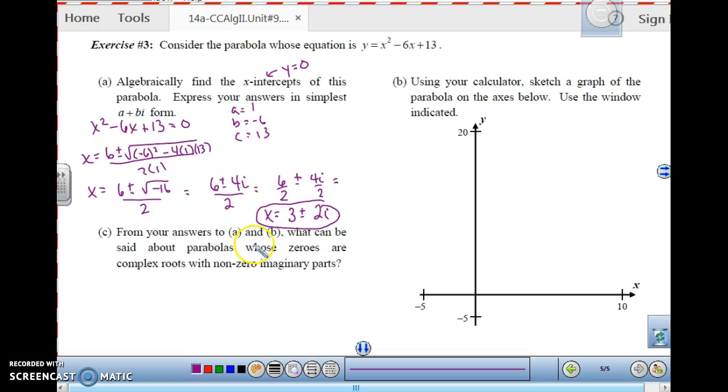Okay. From your answers to a and b, what can be said about parabolas whose zeros are complex roots with non-zero imaginary parts? Okay, so this ends up as being 3 plus or minus 2i. So what can we say about the parabola? The parabola will not cross the x-axis.